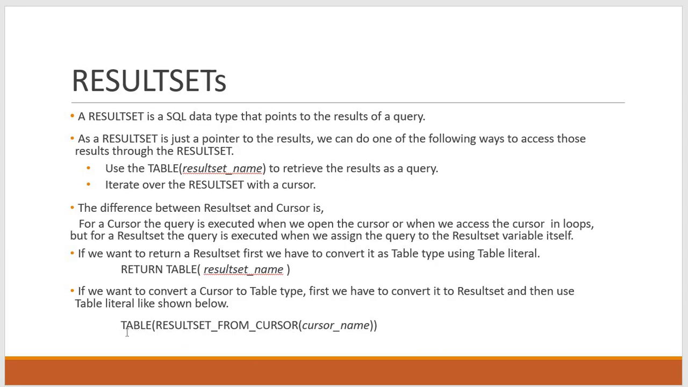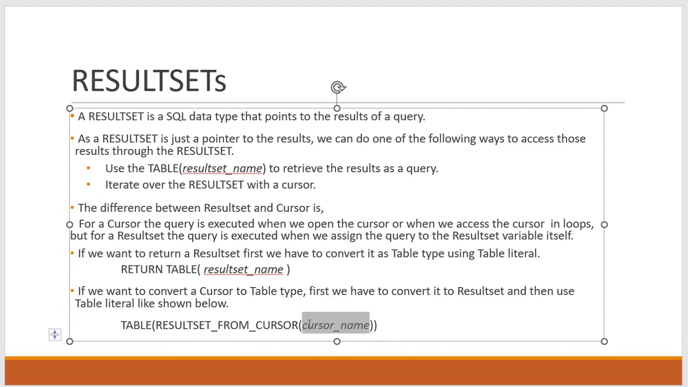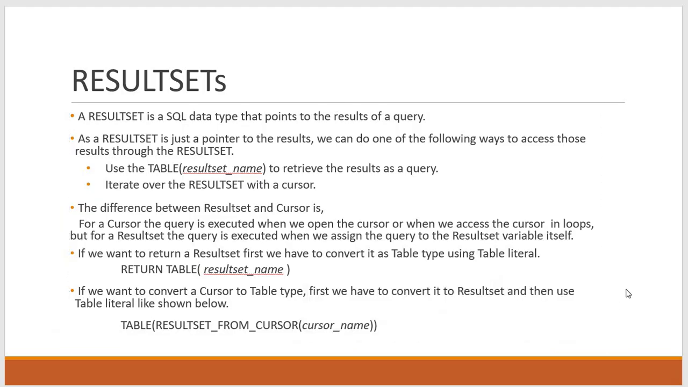Suppose I want to return a cursor as the output of my program, this is how I can do it: RESULTSET_FROM_CURSOR. This is a function. It will convert this cursor into a result set, and on top of that I am using a table literal. So TABLE of RESULTSET_FROM_CURSOR and this is the cursor name. This is how you can return a cursor as output of your program.